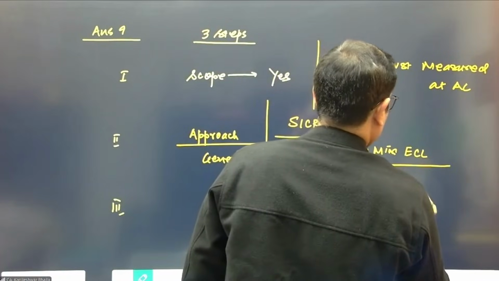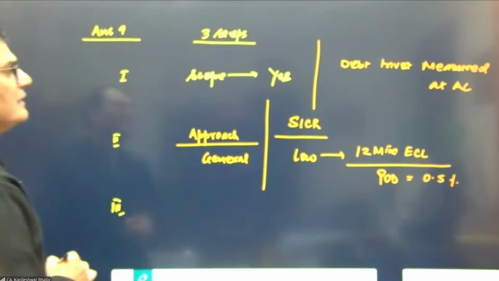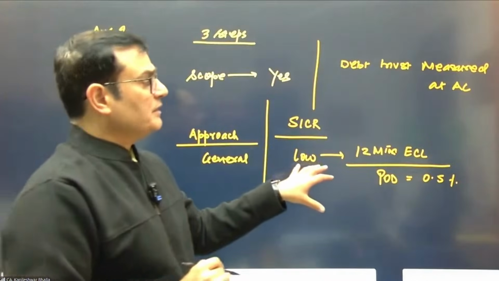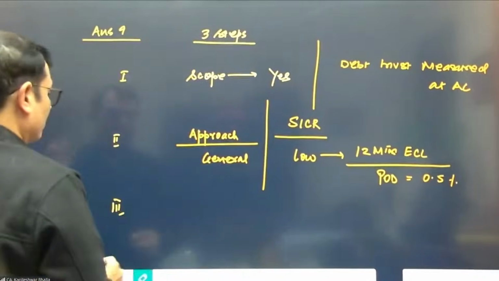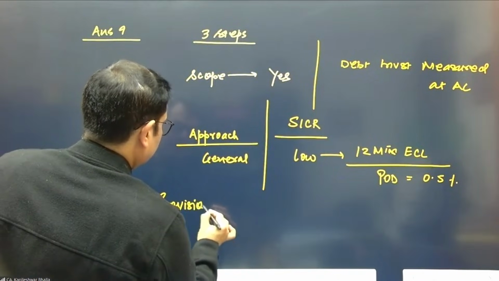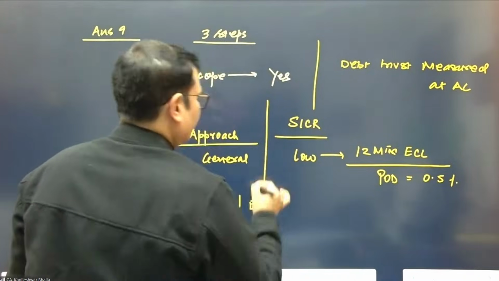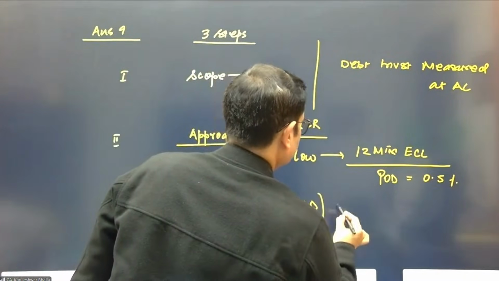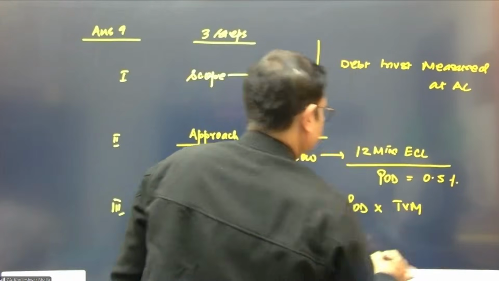And it gives you a probability of default that is 0.5%. That is also stated in the question. So by applying the general approach, and evaluating the significant increase in credit risk already given in the question, it's low and the default is given. So we now need to create a provision. And the provision in this case is supposed to be exposure at default into the loss given default and into the probability of default and into the time value of money as well.